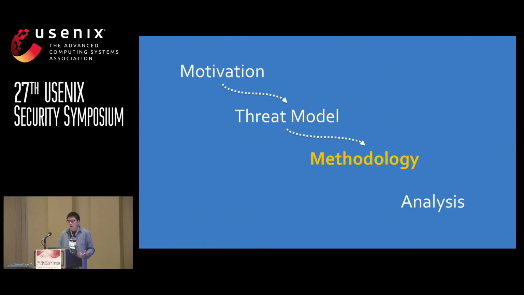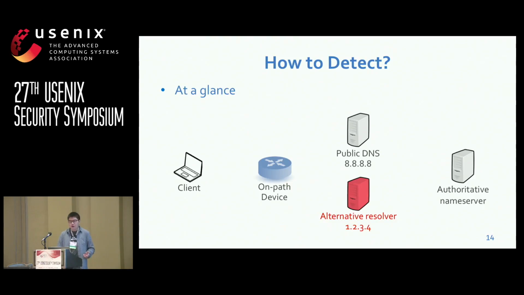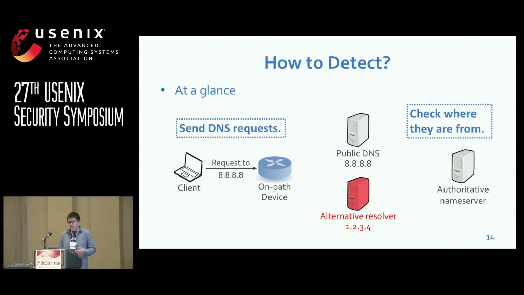The next part, how can we detect and measure this hidden interception? Recall that in each of the 4 kinds of DNS resolution paths, the authoritative name server receives DNS requests from different resolvers. So to detect the interception, we send DNS requests to a specified public DNS resolver from clients and check on the authoritative name server where the DNS requests come from. If they come from the correct public DNS, then there's no interception. Otherwise, if the DNS requests come from other resolvers, then the DNS request is intercepted on its way.